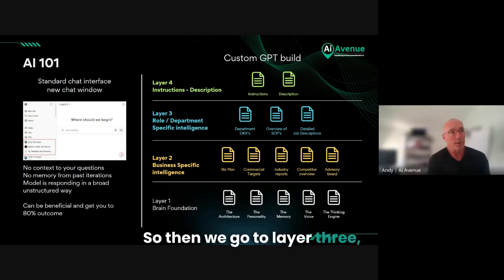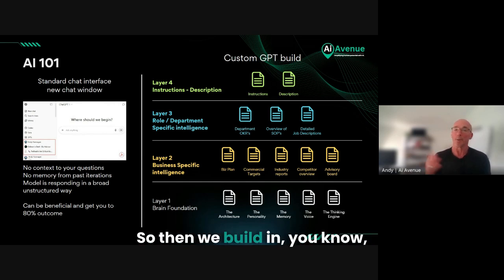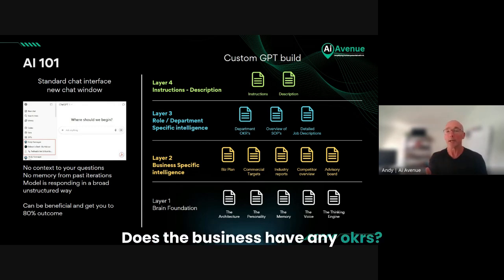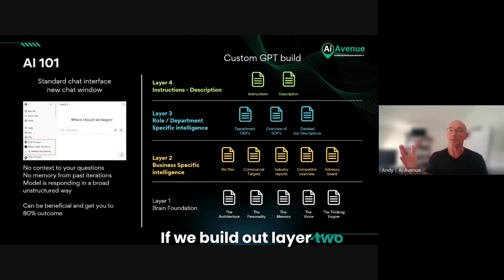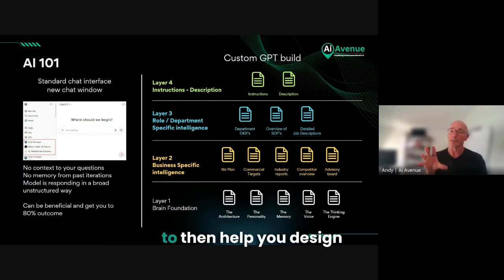So then we go to layer 3, which is more role specific or department specific. So then we build in: does the department, does the business, have any OKRs? Right? It may not. What we could do is build them. So now, if we build out layer 2, you can then ask the models to help you design the OKRs for the business and all the departments, right? Because now it's got full context.